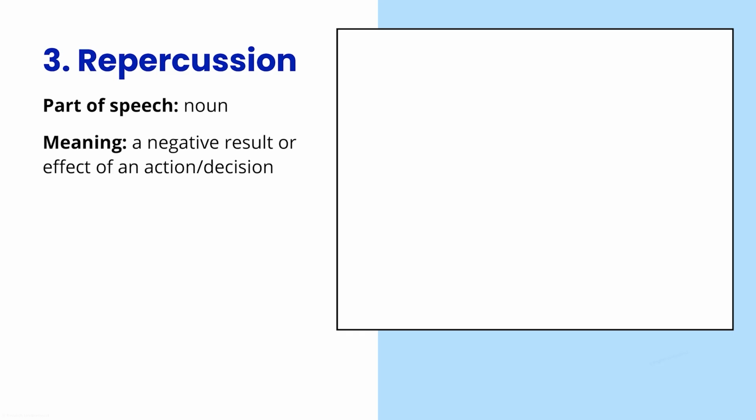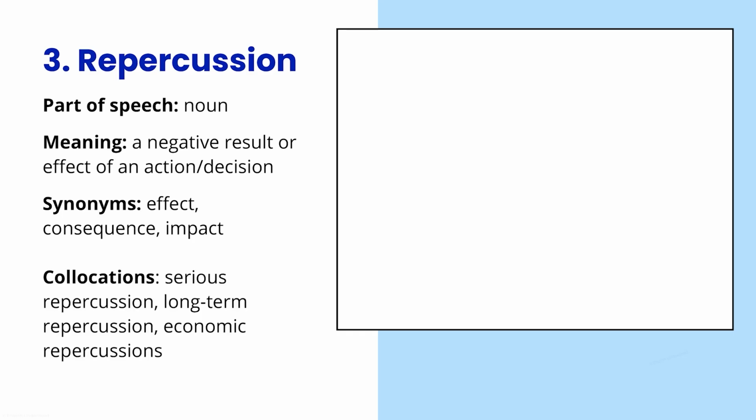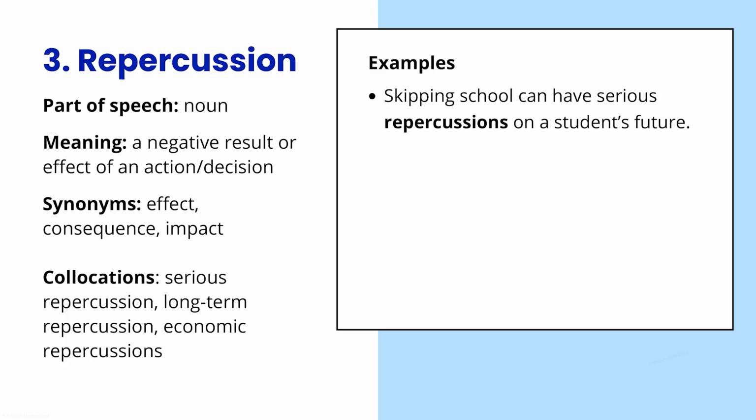Moving on to the third word now, which is repercussion. This is a great word and it's a noun. It simply means a negative result or effect of an action or decision. And that's really important to remember. Repercussion is talking about a negative result. Here are some synonyms: effect, consequence, and impact. Some collocations are serious repercussion. So this simply means a serious or a strong negative result. Long-term repercussion, economic repercussions.